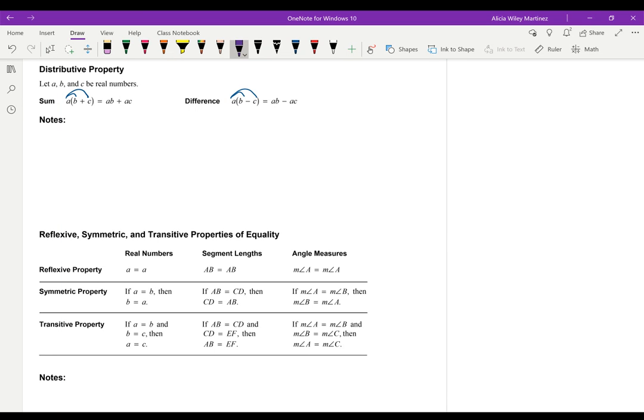Reflexive property. Reflexive property is the idea that anything is equal to itself.